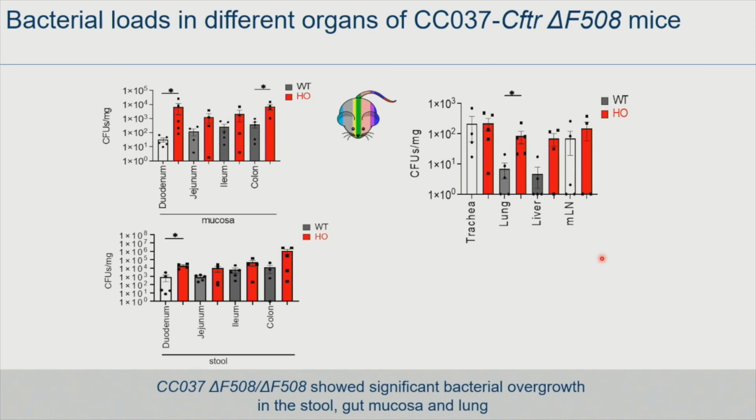So we start this kind of analysis and we check the bacterial load in different organs, starting from gut mucosa and stools. As you can see here, we can demonstrate that CF mice have a significant bacterial overgrowth in the stool and in the gut mucosa, probably influencing the gut permeability. We also check the presence of these bacteria in other organs such as trachea, lung, liver, and mesenteric lymph nodes. And we can see that this bacterial overgrowth is also present in the lung.